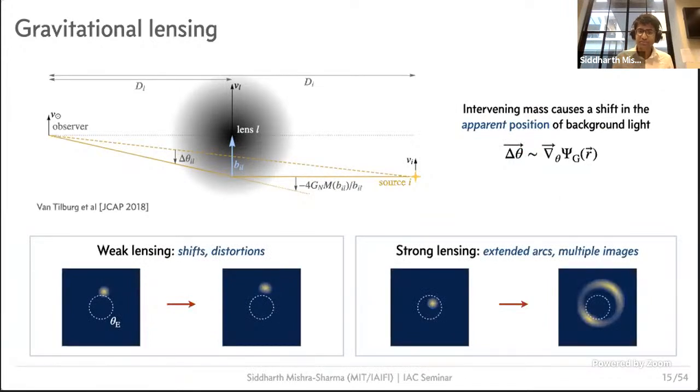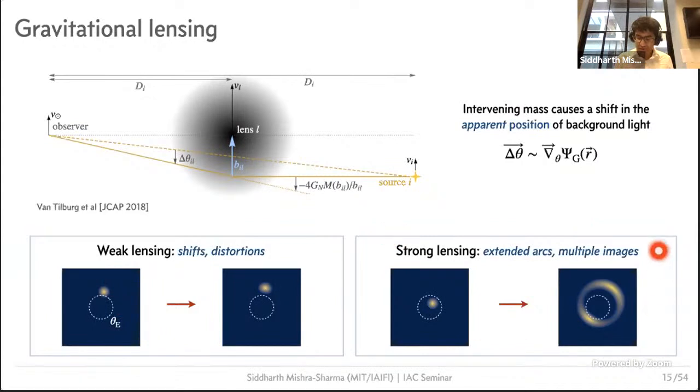And there's often two regimes that are differentiated in lensing. In the weak lensing regime, the source and the lens are separated by more than some characteristic scale called the Einstein radius, which I've denoted theta E. We end up with shifts and distortions in the background image, which you can see here.